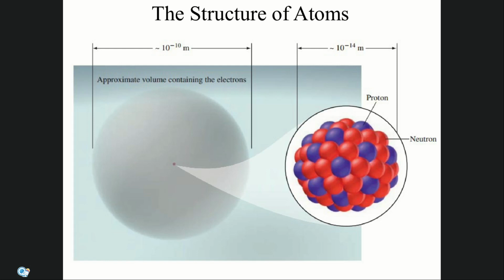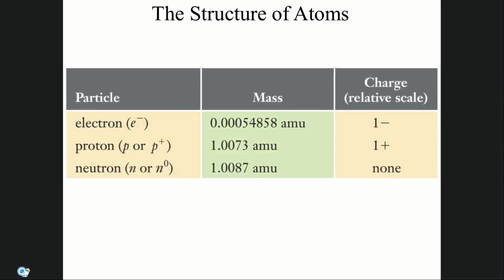The relative masses and charges of the three fundamental particles are shown in the next table. You can see it. The mass of an electron is very small compared with the mass of either a proton or a neutron. The charge of a proton is equal in magnitude but opposite in sign to the charge on the electron.